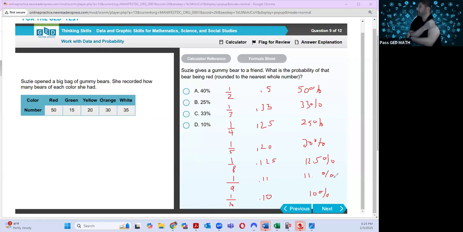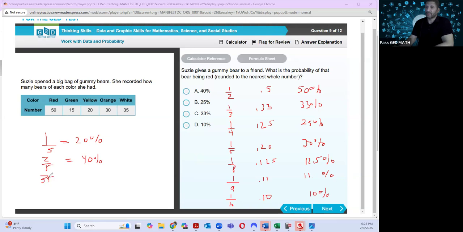So if you know your common fractions, the decimal equivalents, and the percent equivalents, watch how easy this is. It doesn't matter what multiple you have. If 1/5 is 20%, 2/5 is 40%, 3/5 is 60%, 4/5 is 80%. All we're doing is multiplying. 20 times 1 is 20, 20 times 2 is 40, 20 times 3 is 60, 20 times 4 is 80.